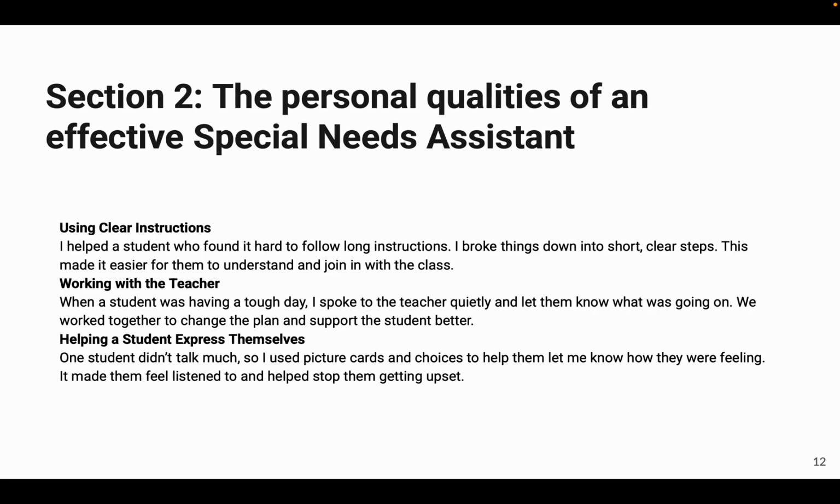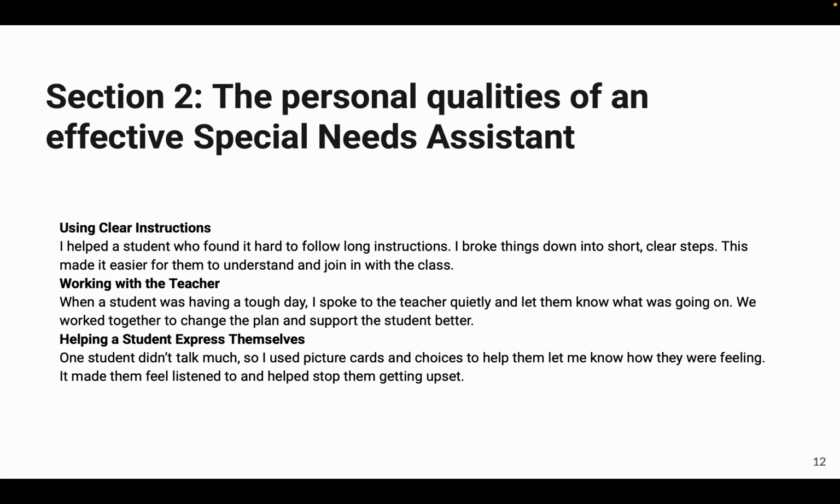Using clear instructions. I helped a student who found it hard to follow long instructions. I broke things down into short, clear steps. This made it easier for them to understand and join in with the class.